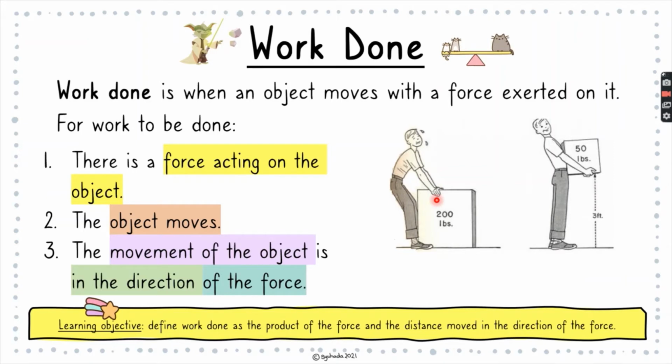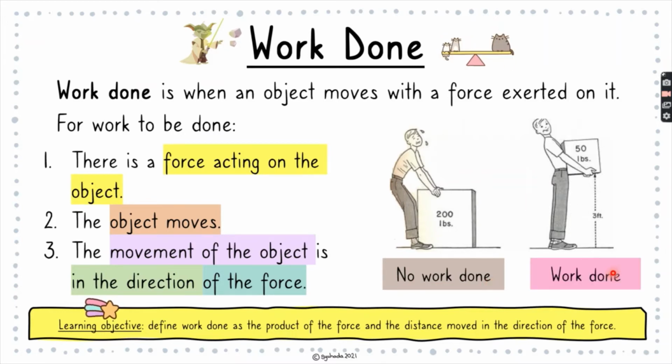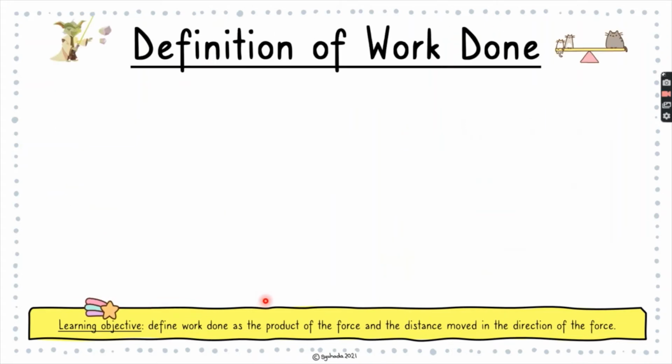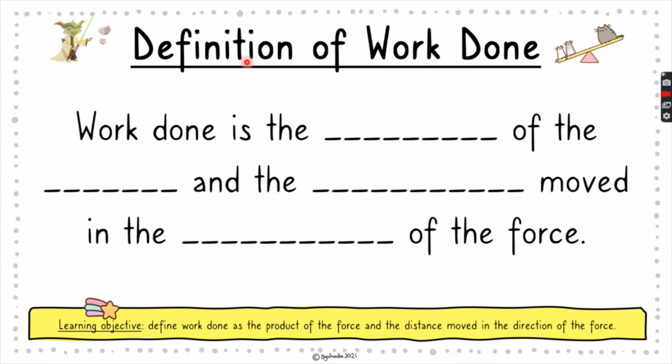But here, trying to lift that object, but it's not moving at all, so we say no work is done here. And here we have work done. So overall, work done has to have a force acting on the object, the object has to move, and the movement of the object must be in the direction of that force. So how do we define work done actually?